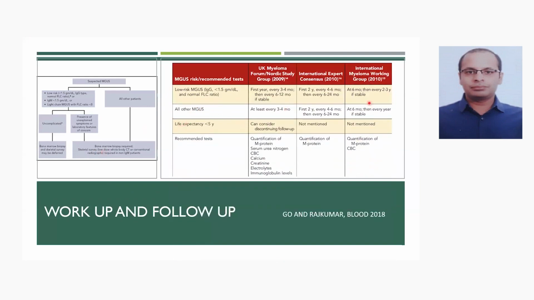How do you follow up? You just look at the last column. We follow the International Myeloma Working Group classification, and follow-ups are a low-risk patient at around 6 months, and then every 2 to 3 yearly. Others every 6 monthly. Tests usually are quantification of the M band, CBC, and usually a kidney function test is done in such scenarios.